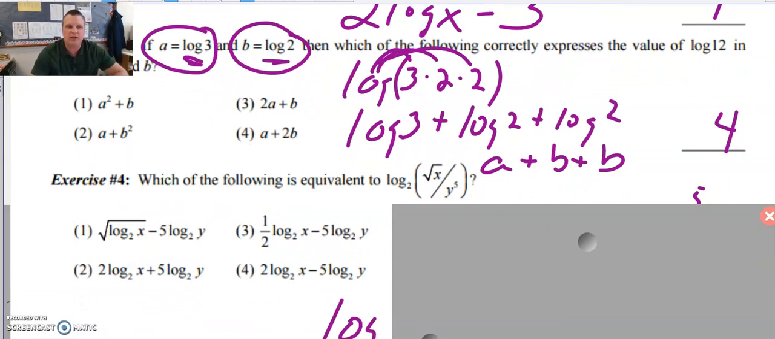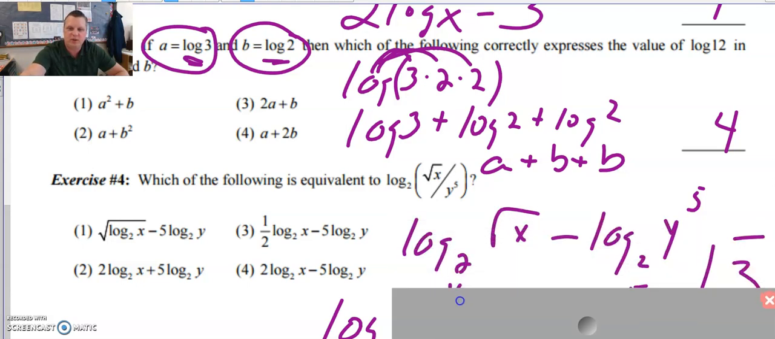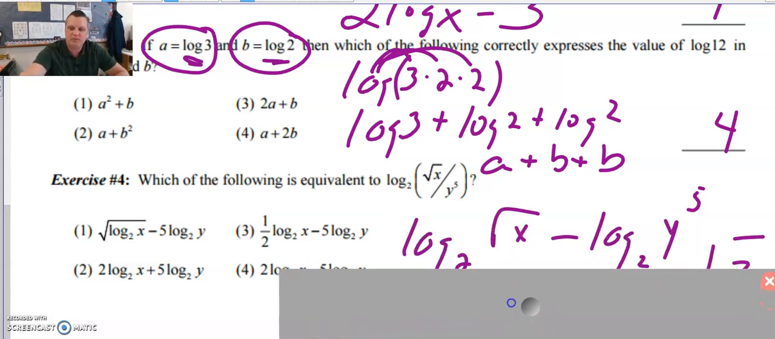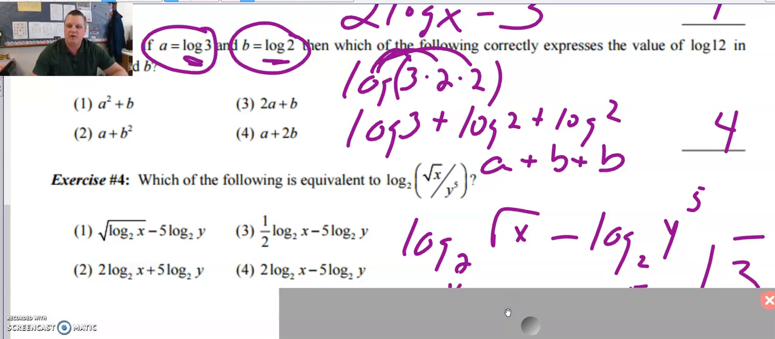The next one's a little tricky. It takes in some concepts that we learned earlier in this unit, with the square root of x. What does that equal? How do we change that? So you follow the same process. Since you have division, it becomes subtraction. So we have log base 2 of the square root of x minus log base 2 of y to the 5th. That's the first thing you do.